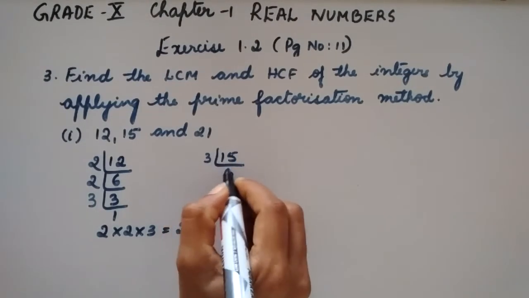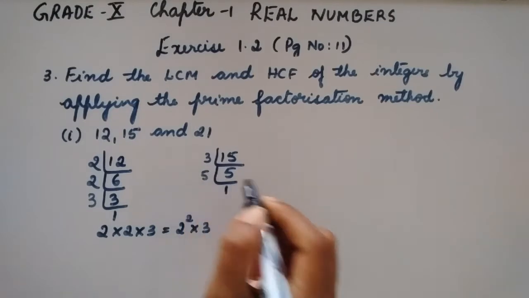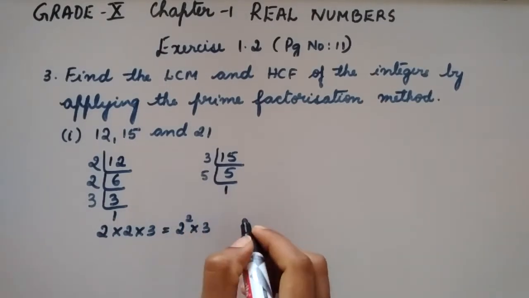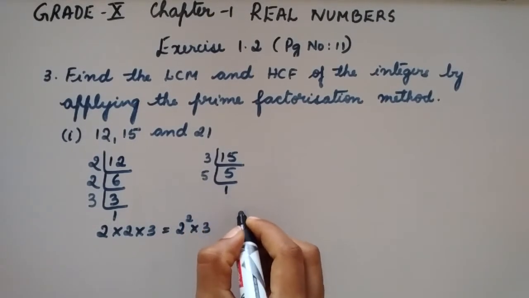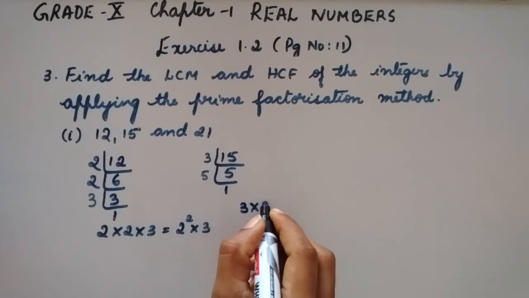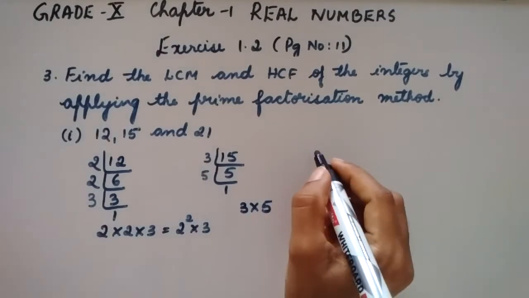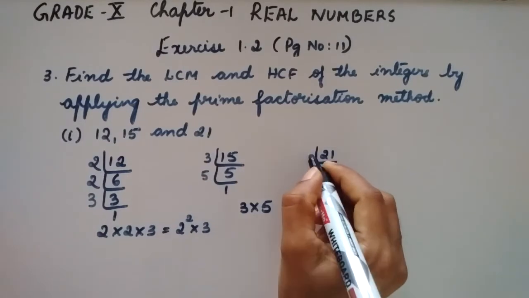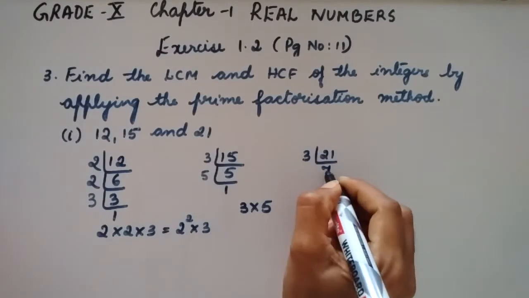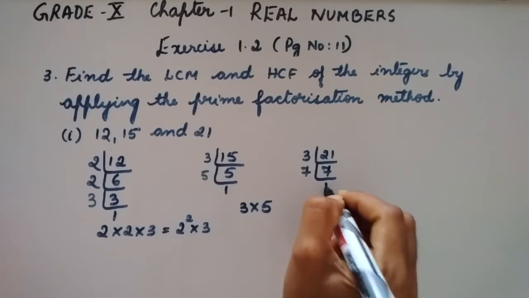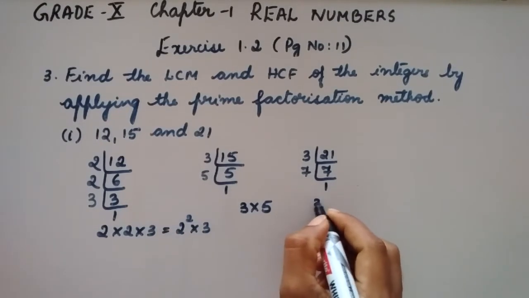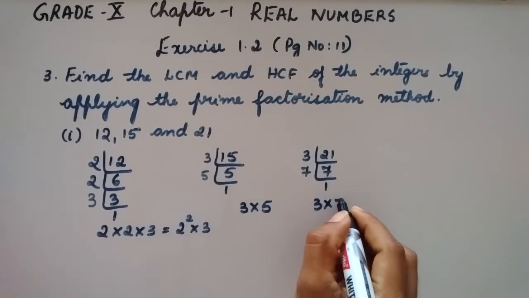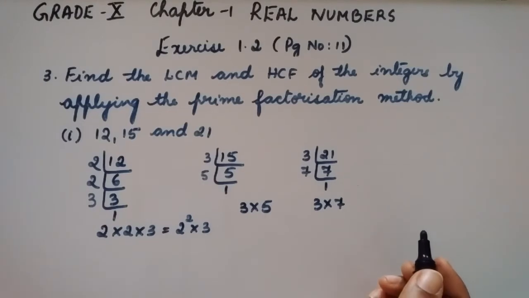Next let us factorize 15. So 3 5s are 15, 5 1s are 5. So the prime factors of 15 are 3 and 5. Next let us factorize 21. So 3 7s are 21, 7 1s are 7. So the prime factors of 21 are 3 and 7.